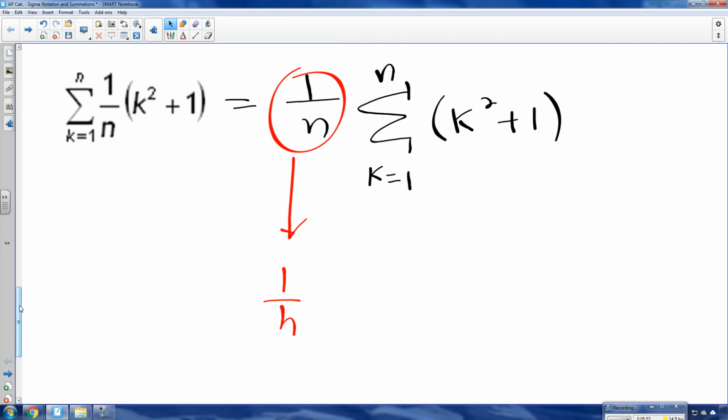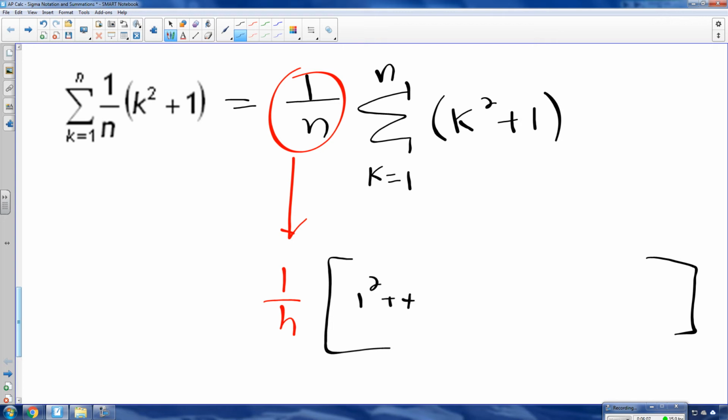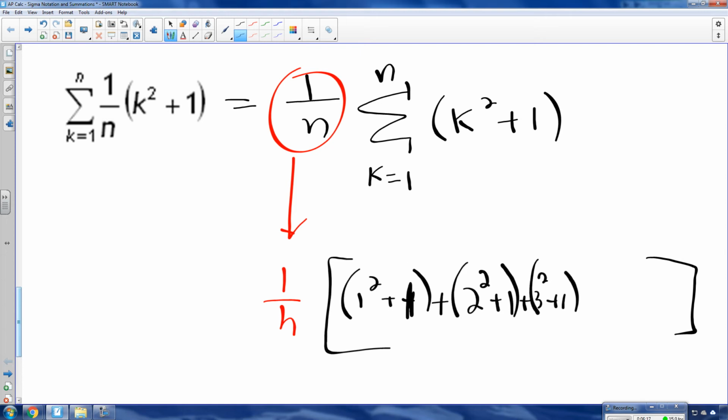Well, it's kind of strange. So how would this work? Let's work with this whole black part. What I know is going to happen is going to be 1 squared plus 1. Whoops, that's a 1. Plus 2 squared plus 1, plus 3 squared plus 1, right? And these are the terms. And then all the way until n squared plus 1, right? Those are all the terms we're going to be adding up.